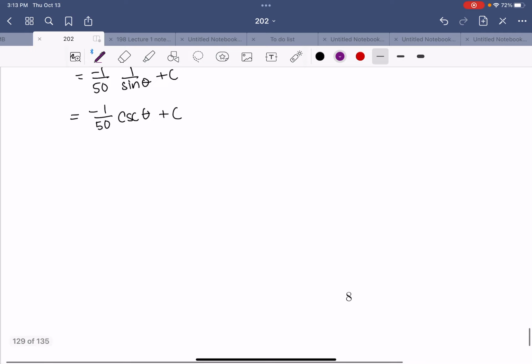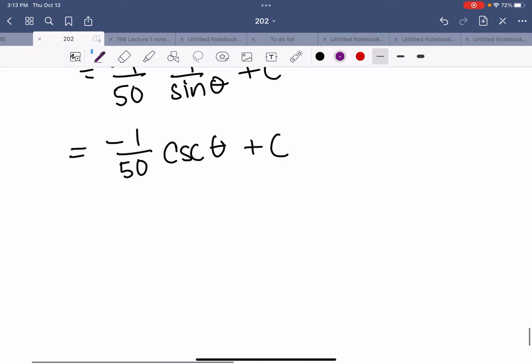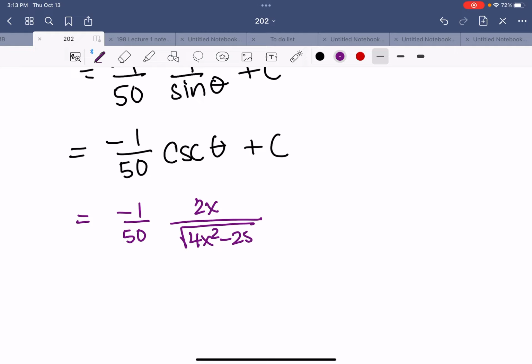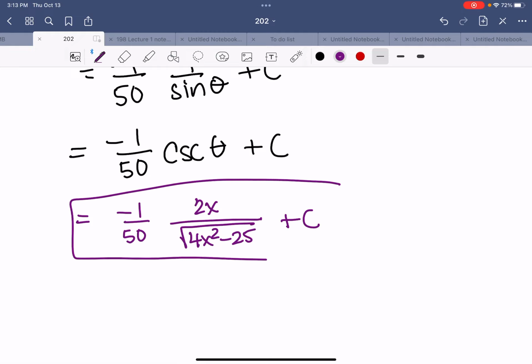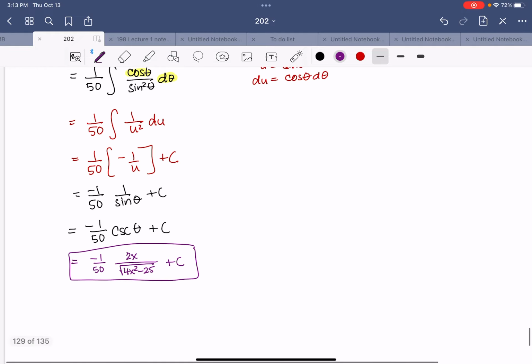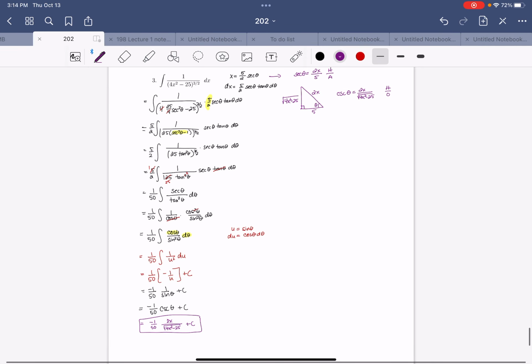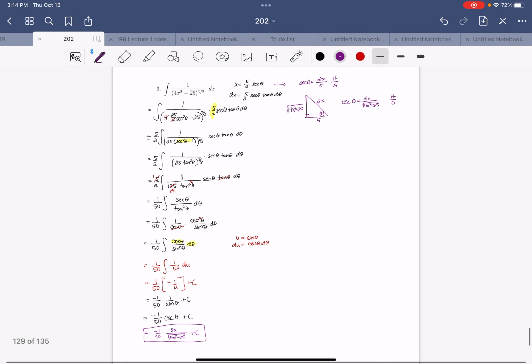So I'm going all the way back down here to give a final answer, which is negative 1 over 50, 2x over square root 4x squared minus 25 plus a constant. And that is my final answer. Okay, so again, just stick with it as you move through from piece to piece.